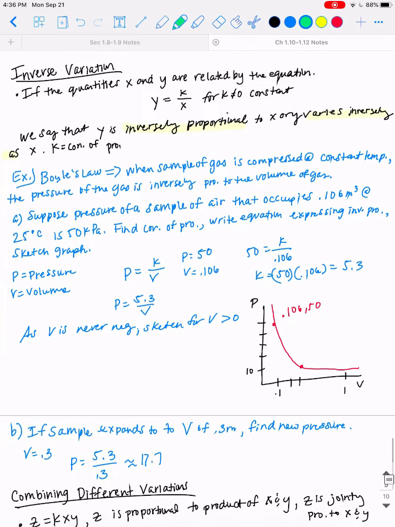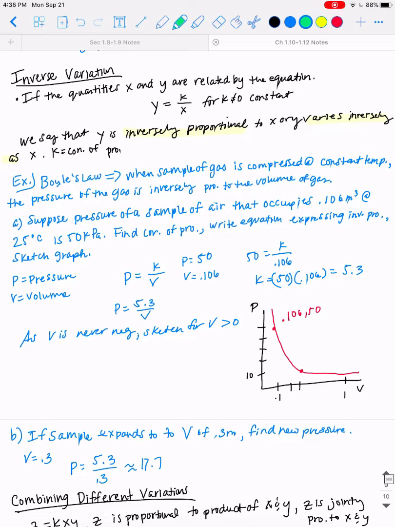Okay, so for this inverse variation, we can tell because they're on different levels. y is the top of the fraction, and x here is the bottom of the fraction. So they're inversely related. Let's check out an example and see this in action.